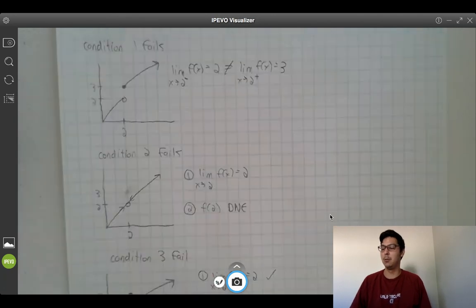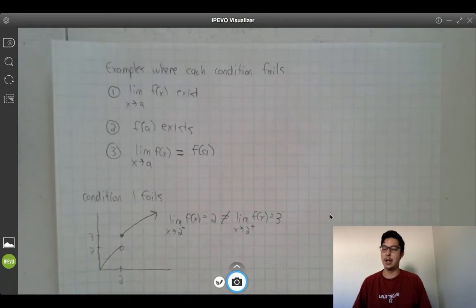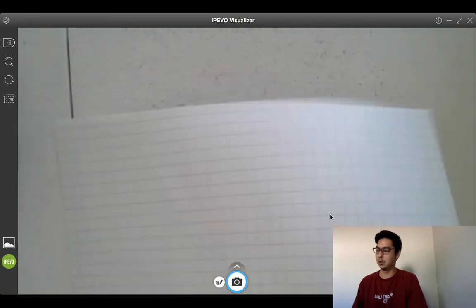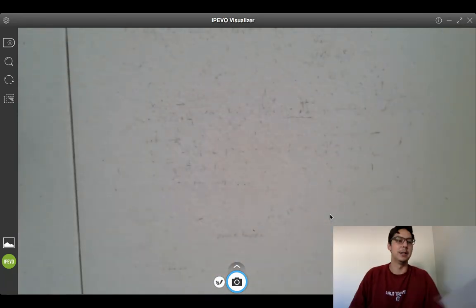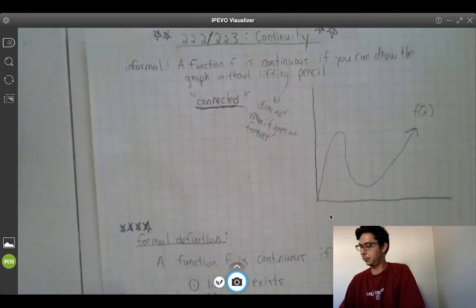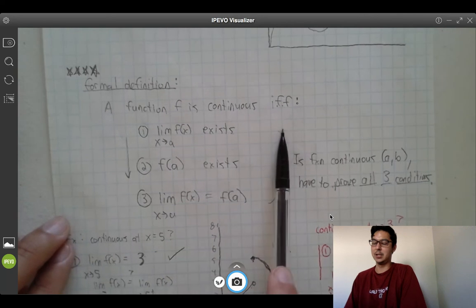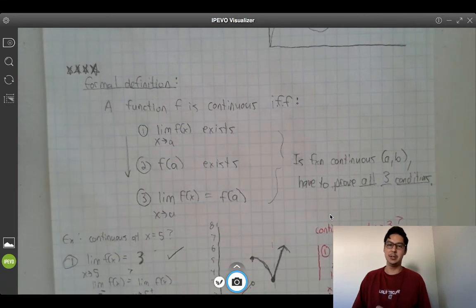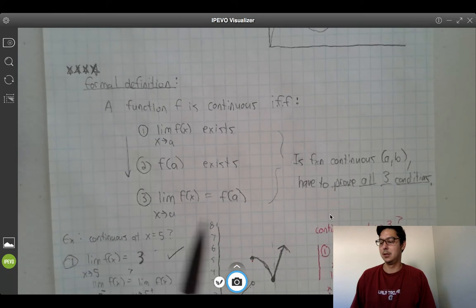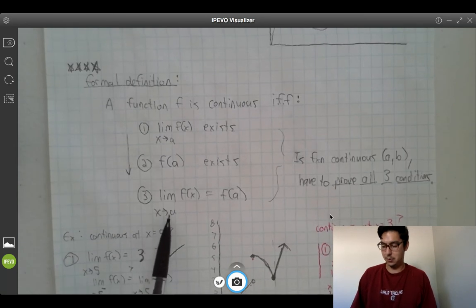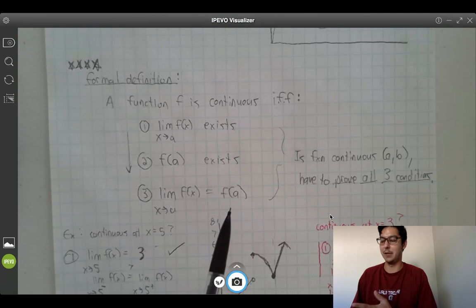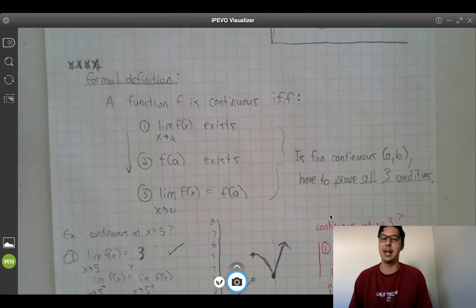So there it is, very big. Know what it means to be continuous. Know that you have to prove these three to show continuous. Again, I'm going to leave it on this as my final point. A function f is continuous if and only if the limit exists, the function at that value exists, and the limit as you approach that value is equal to the function at that value, and thus you would be continuous at that point a. So a function is continuous for that.